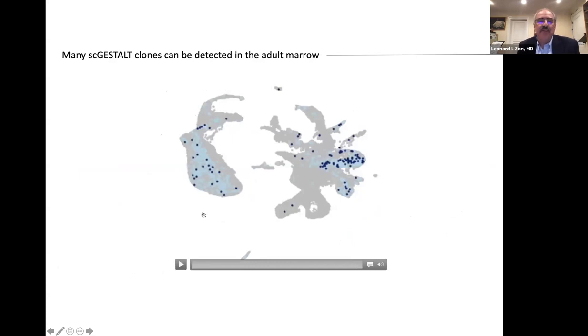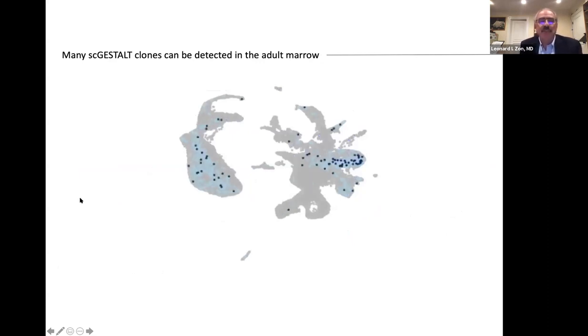So this is my favorite video. And what this represents for this lecture is all of the individual clones that we're able to read out. And you can see sometimes a clone is more myeloid specific, sometimes it's lymphoid specific. And it's very, very exciting to see the resolution that we're getting from this Gestalt barcoding.